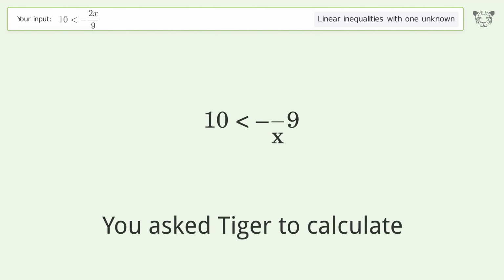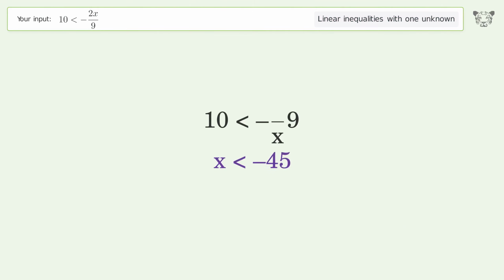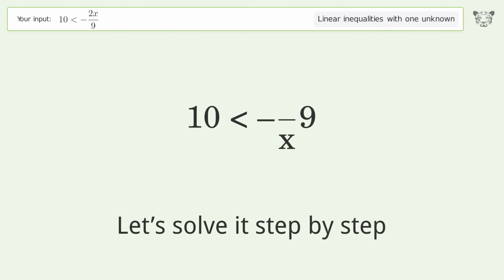You ask Tiger to calculate. This deals with linear inequalities with one unknown. The final result is x smaller than -45. Let's solve it step by step.